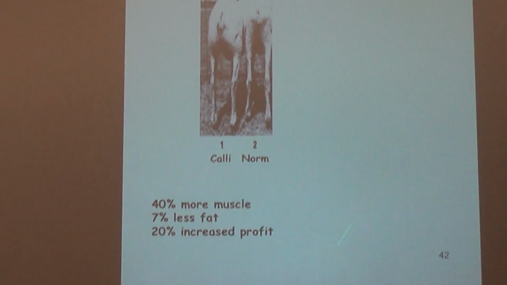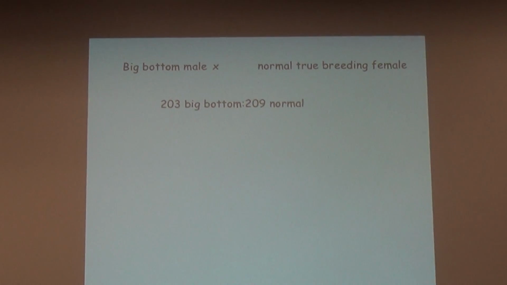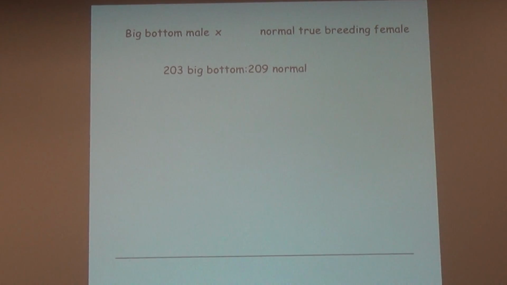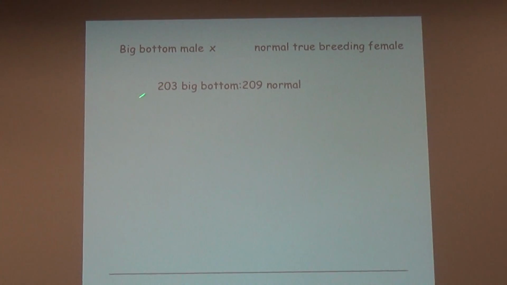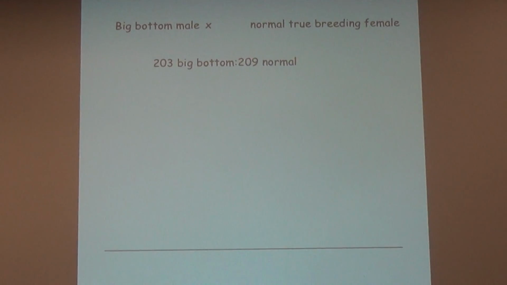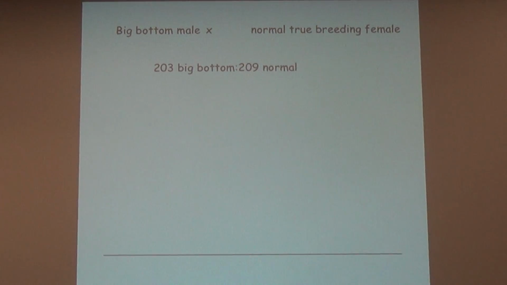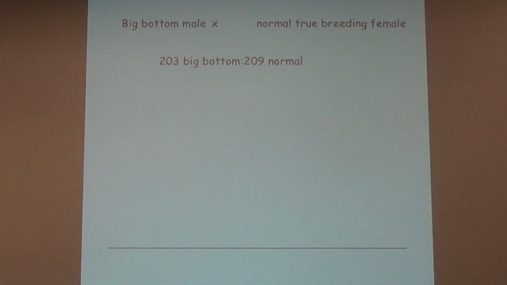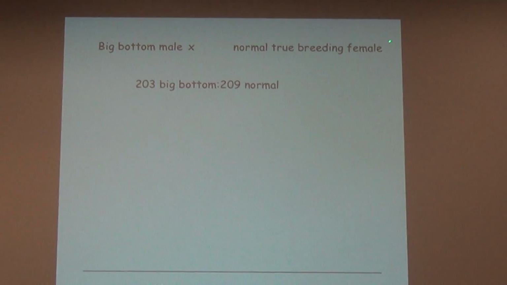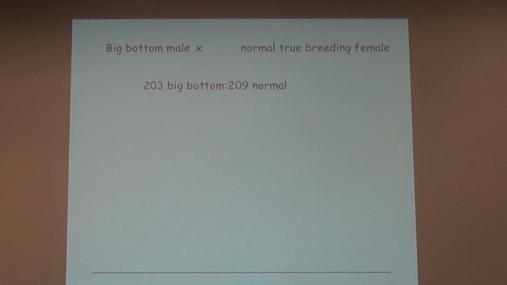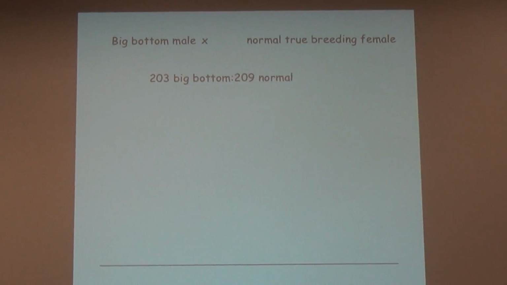Okay, so let's forget about all this. Let's do a cross. Classic cross, right? We're going to start with a male that's got a big bottom. We're going to cross it to a normal, true breeding female. And you get a result: 200 sheep that are big bottom, 200 sheep that are normal. Now remember, this is a true breeding female, and this is a gene on the autosome. I'm going to tell you this right now.